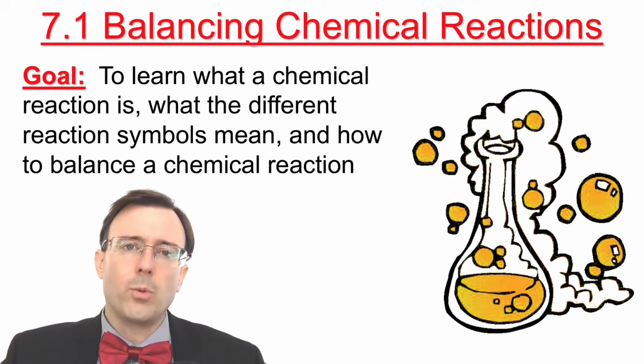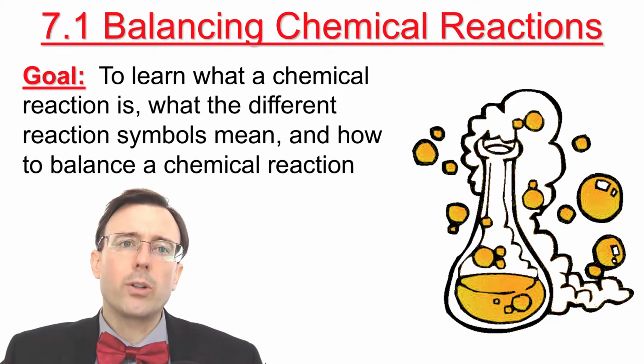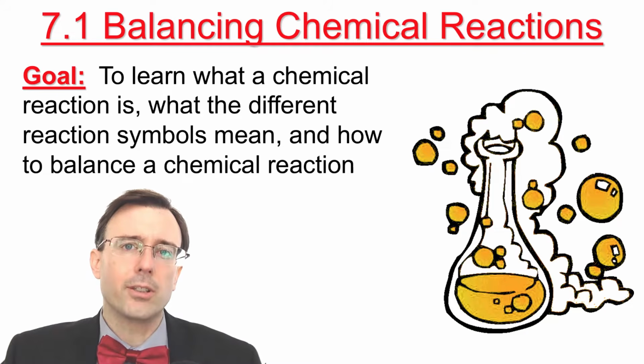This is lesson 7.1, and we're going to be talking about balancing chemical reactions. Our goal today is to learn what a chemical reaction is, what the different reaction symbols mean, and how to balance a chemical reaction. At the end, we're going to go through several different examples of how to balance a chemical reaction, and be sure to watch the entire video because I'm going to share 5 different tips with you throughout the video.